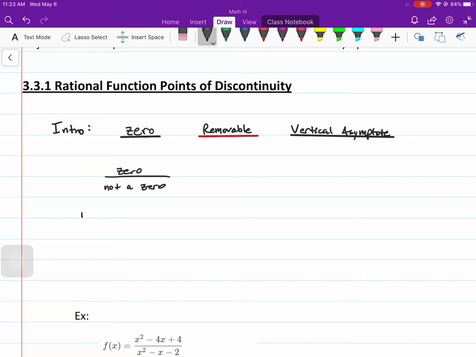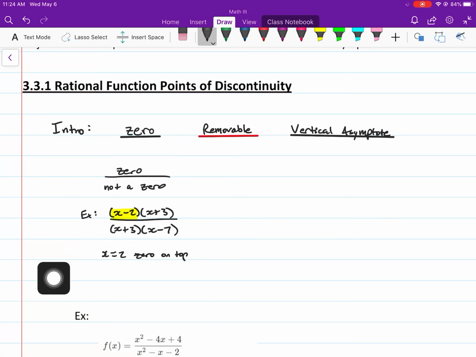So let me just show an example. And we'll do it in factored form. So if we have x minus 2, x plus 3, over x plus 3, x minus 7. I'll use the same example for all of them. So let's look at x minus 2. Notice x minus 2. What would cause this? x equals 2 would be a 0 on the top, or in the numerator, but not in the bottom. Notice if we plug in a 2 to the bottom, that's not going to cause a 0, not going to cause any issues on the bottom, only with the top. So if you have the top to be a 0, but not on the bottom, then that's just going to be a 0.